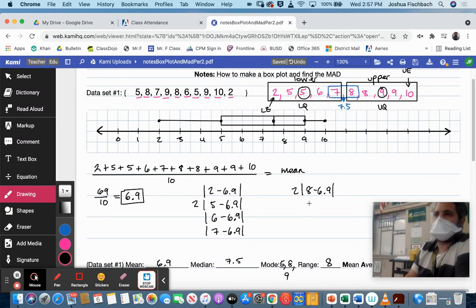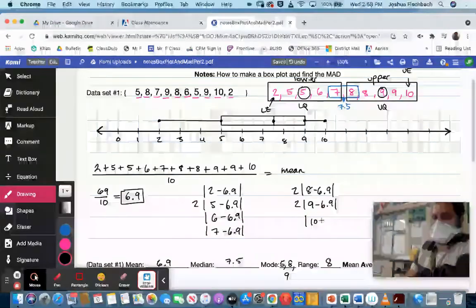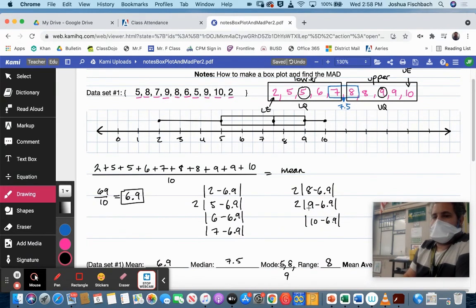So I'm going to put 2 there. Then you have the absolute value of 9 minus 6.9. And that's not happening once, but twice. I'm going to put a little 2 there. And then you got 10 minus 6.9 as the absolute value. And all you're going to do is do those subtractions, and then multiply, if you need to multiply, by the frequency that they occurred. And then you're going to add all that together to get your total absolute deviations.